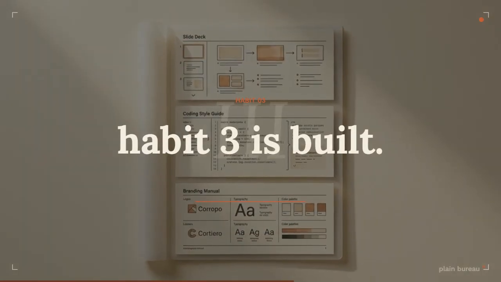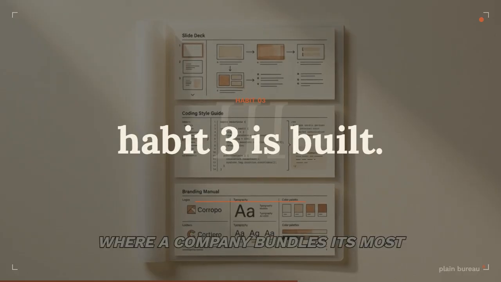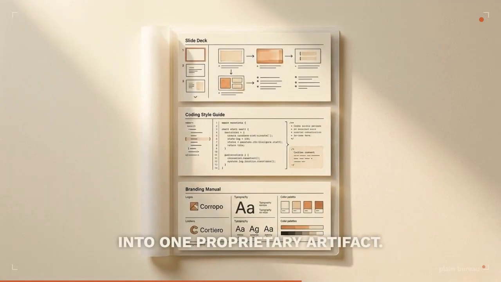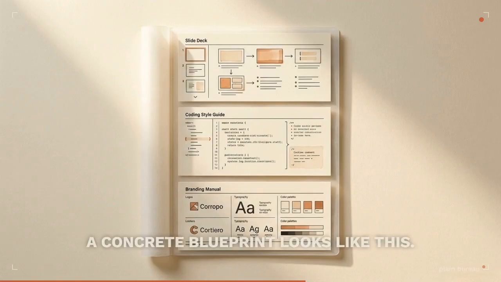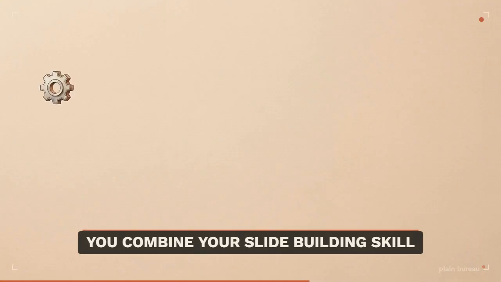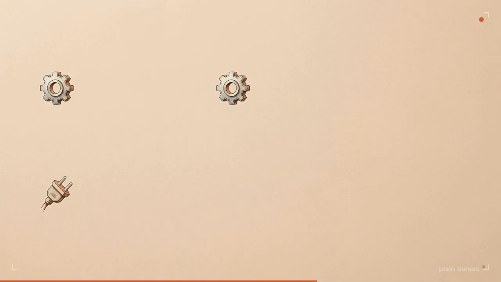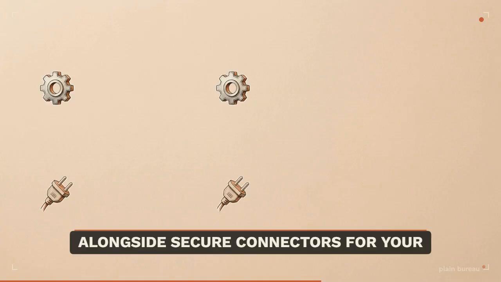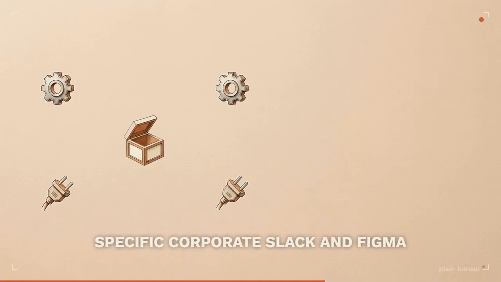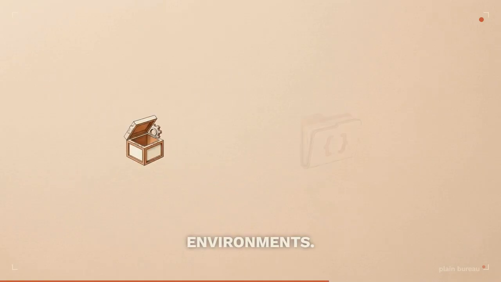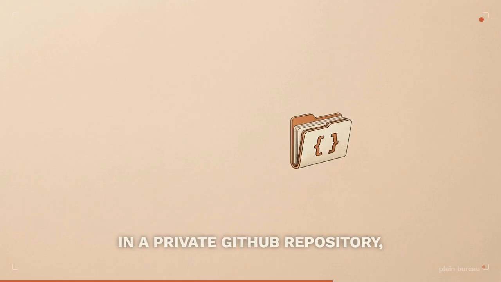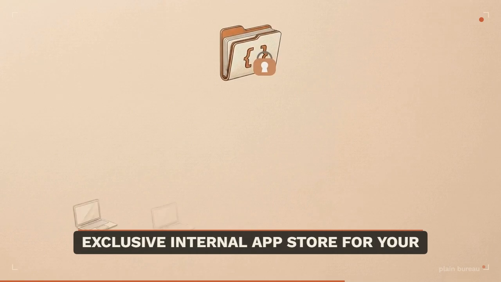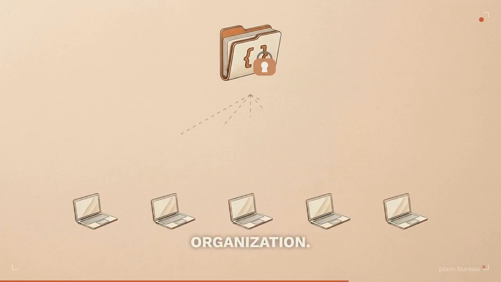Habit 3 is Build. This is the team maneuver, where a company bundles its most recurring weekly routines into one proprietary artifact. A concrete blueprint looks like this. You combine your slide building skill and your specific code review protocol, alongside secure connectors for your specific corporate Slack and Figma environments. You then host that custom bundle in a private GitHub repository, represented by this secure vault. You have functionally created an exclusive internal app store for your organization.